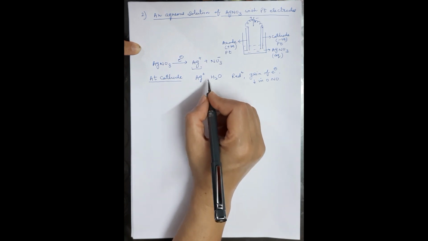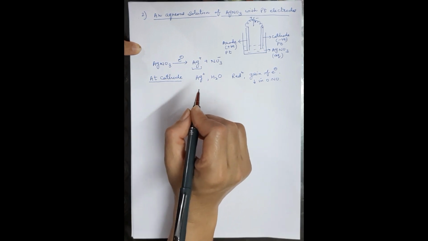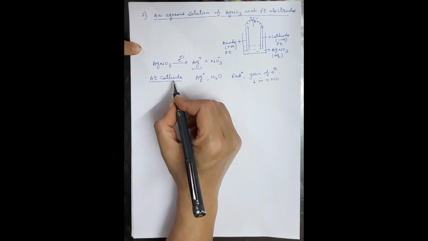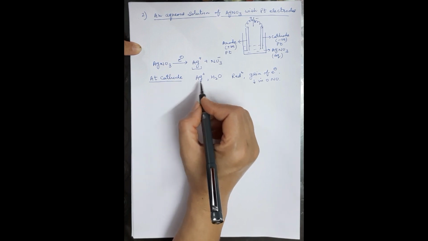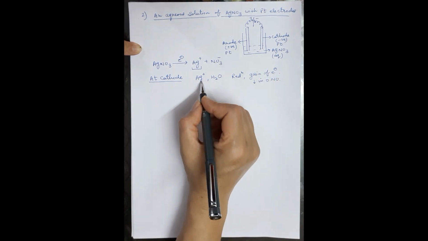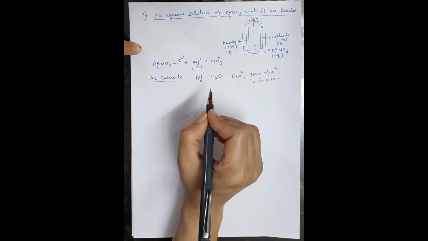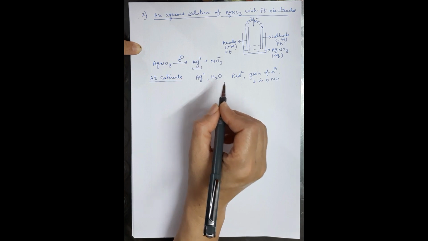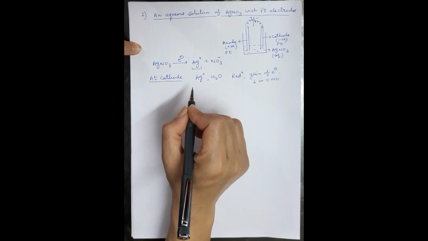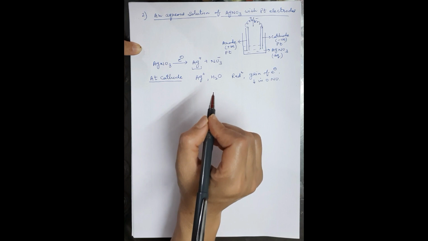You know, the one which has higher reduction potential will undergo reduction. Silver ions, being positively charged, are present at the cathode, and water is also present along with silver ions because it is an aqueous solution. Out of the two, who will undergo reduction? I am repeating again: the one which has more reduction potential will undergo reduction at the cathode. That will be discharged at the cathode. Discharged means that will undergo reduction.